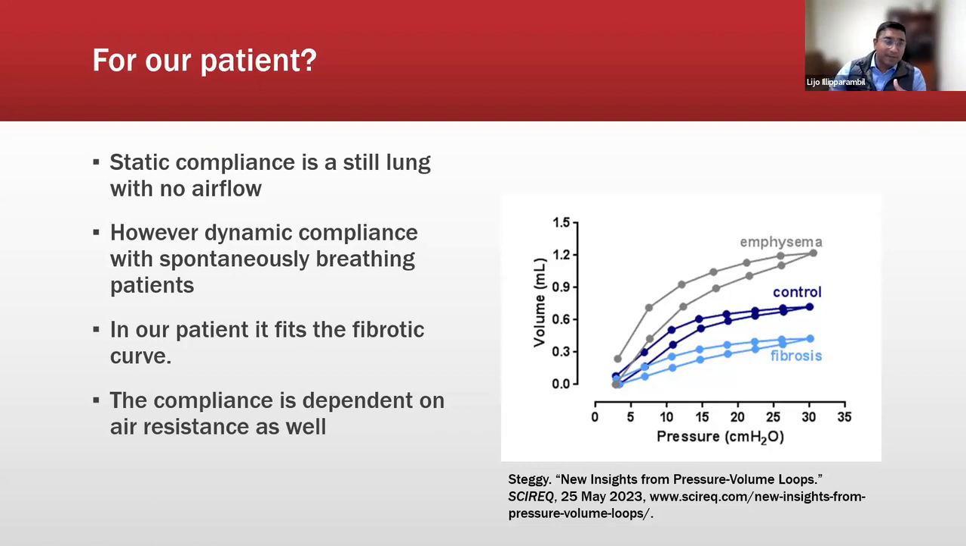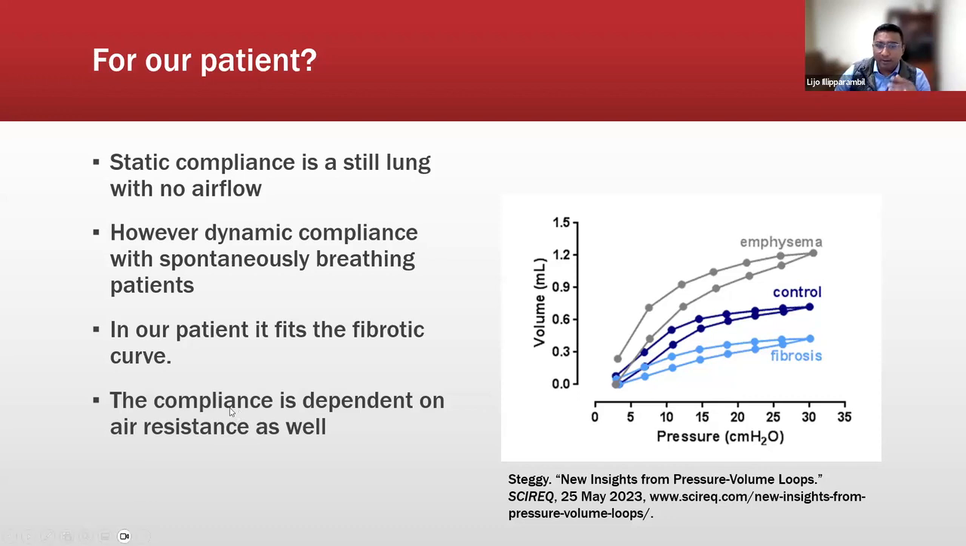So, going back to our patient, which compliance can really help us? Well, static compliance is a still lung with no flow, right? So that's not really going to be useful for someone like our patient. However, dynamic compliance is really useful in spontaneously breathing patients. And when you look at her dynamic compliance, she probably fits this lower compliant curve where she's got a fibrotic-like picture. Well, she does have fibrosis, but on top of that, there are other reasons why her lung compliance is poor.